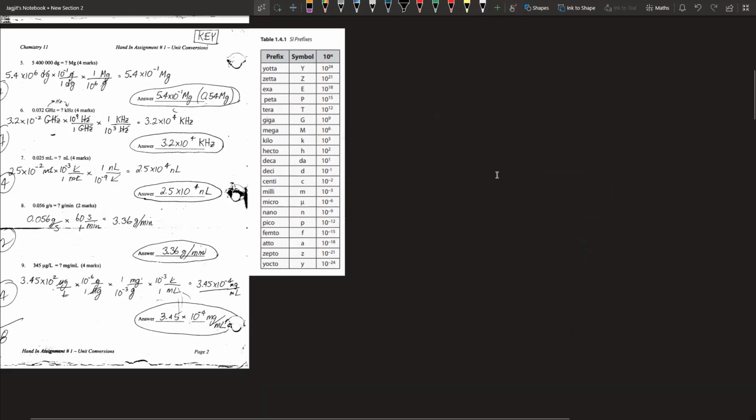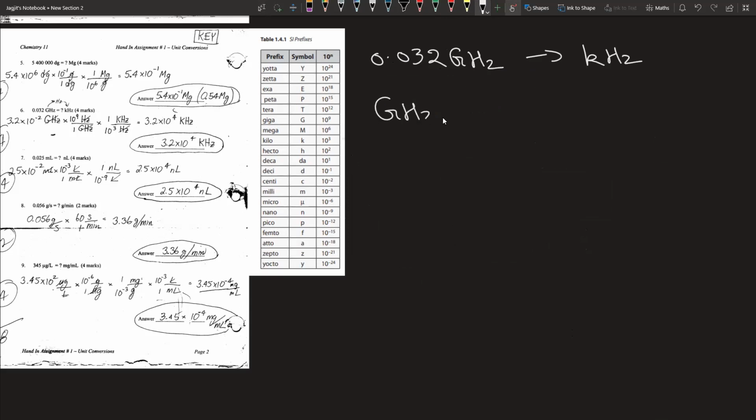Okay, let's have a look at the next question. In the next question, they've given me 0.032 gigahertz, and they want me to convert it to kilohertz. Now, guys, again, we're going from one non-regular to another. So for that, you're going to have to go from gigahertz to the regular unit, which is hertz, and then from hertz to kilohertz. Remember, hertz is the unit of frequency, okay?